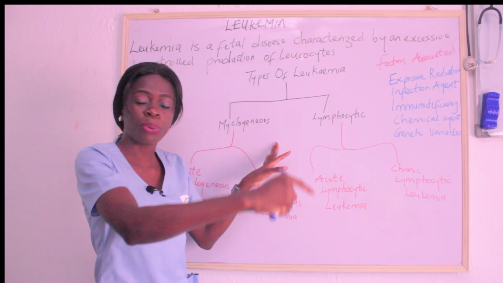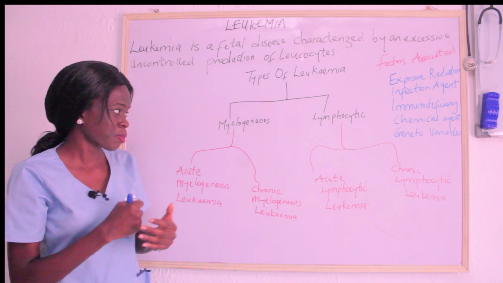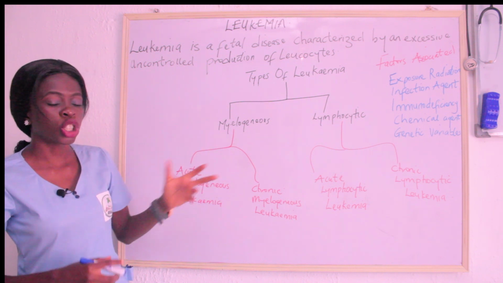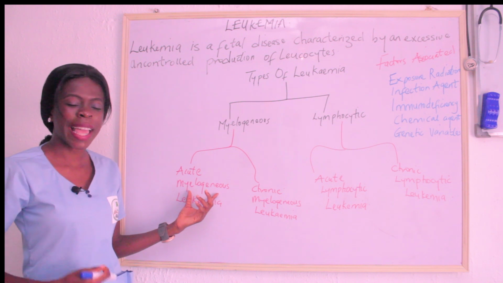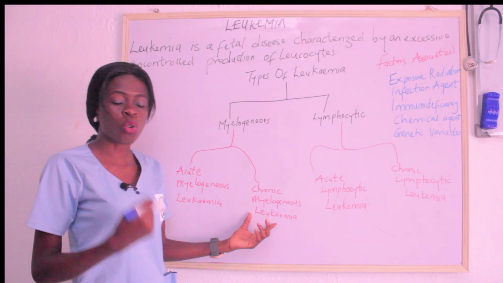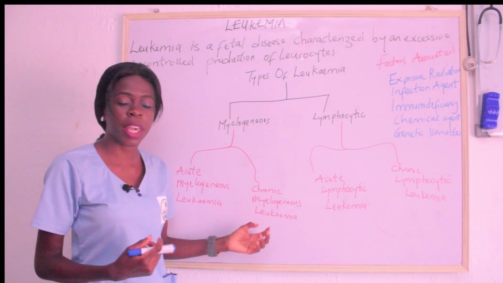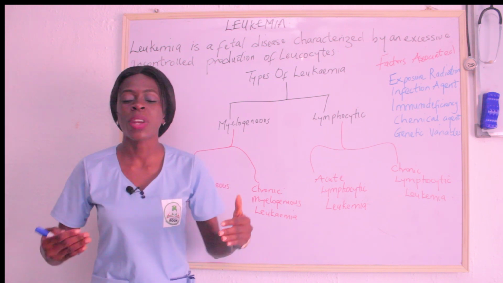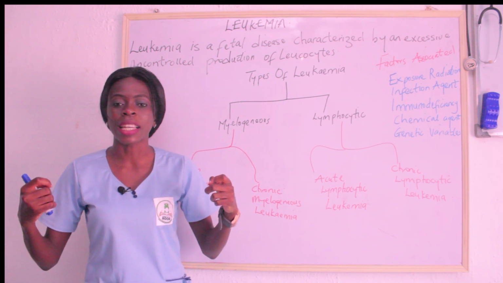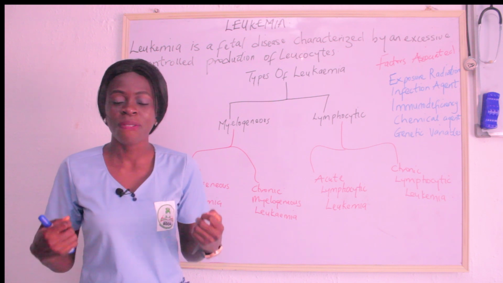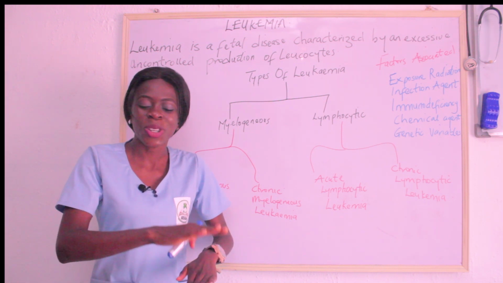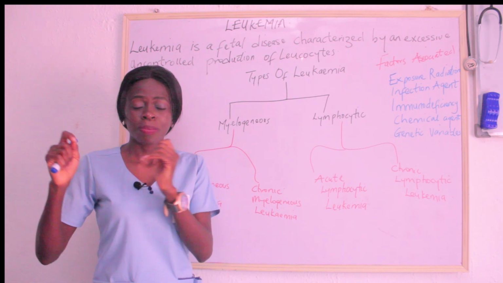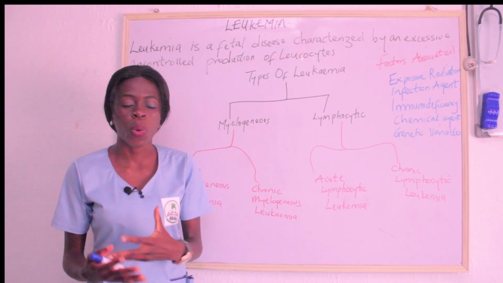It's actually the production of the white blood cells. Under myelogenous leukemia, we have two types. We have the acute myelogenous leukemia and the chronic myelogenous leukemia. Whenever you hear acute, what should come to your mind is that it is occurring quickly, fast. But in chronic, it is occurring slowly, slow and steady.